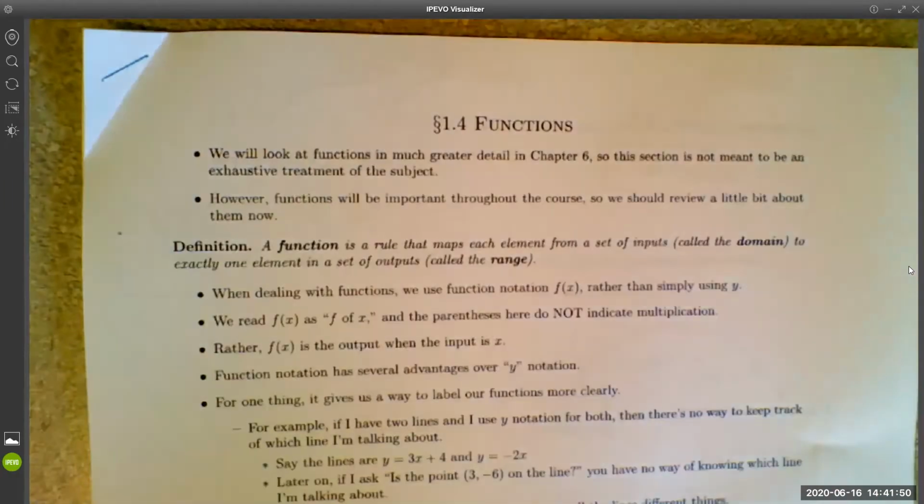So that's that. I think that's all I have to say about functions for now. The next few sections are going to be about linear functions, linear equations, linear inequalities, things like that. So I'll see you in 1.5.